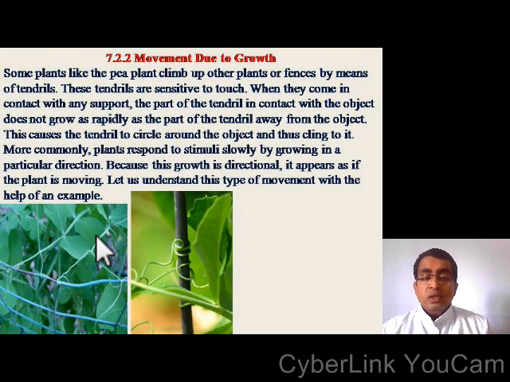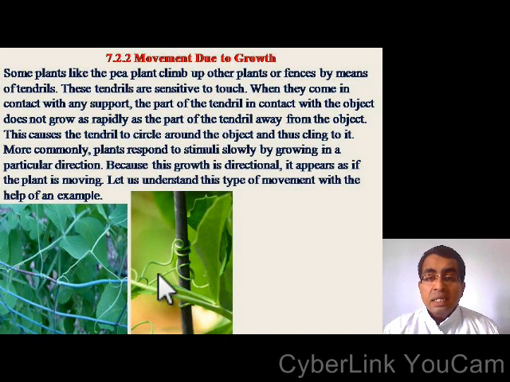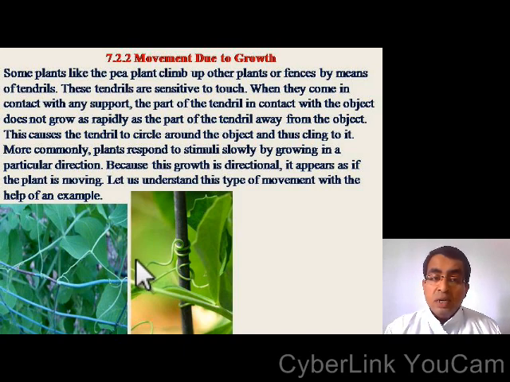The movements due to growth. Some plants, like the pea plant, climb up other plants or fences by means of tendrils. You can see the tendrils here. These tendrils are sensitive to touch. When they come in contact with any support, the part of the tendril in contact with the object does not grow as rapidly as the part of the tendril away from the object. This causes the tendril to circle around the object and thus cling to it.